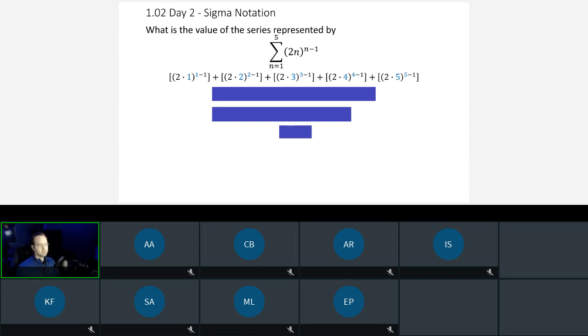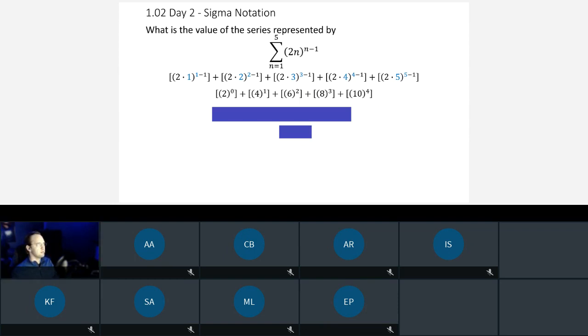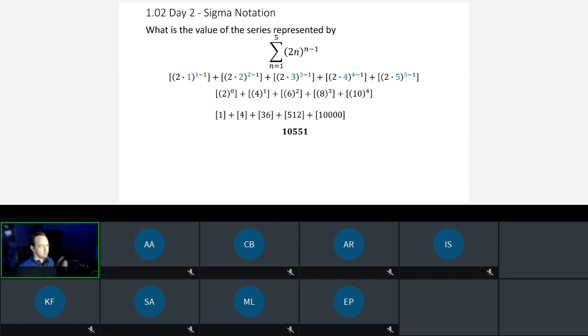All right, so there's the work. Hopefully I typed it correctly. Does that look good, guys? Can you confirm? All right, and then we just do the math, and get these sweet numbers. And then the final answer is 10,551.